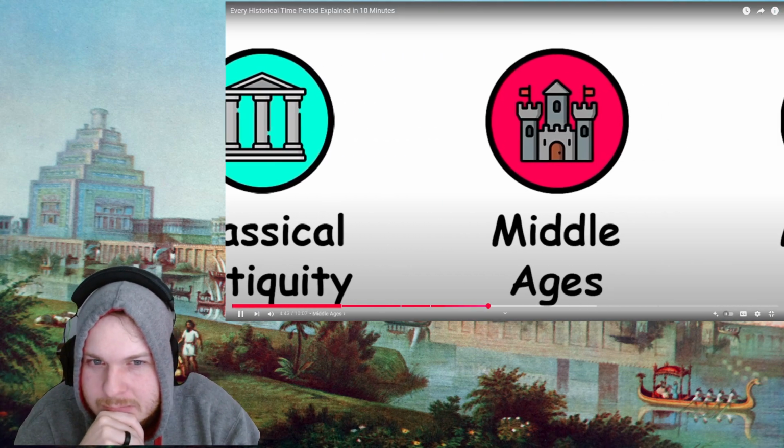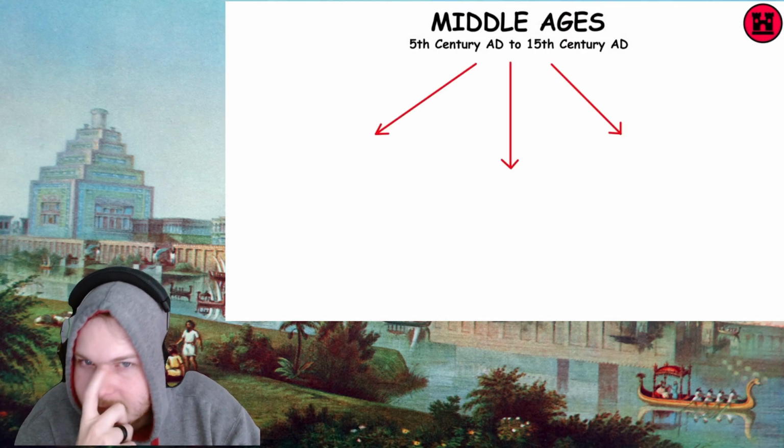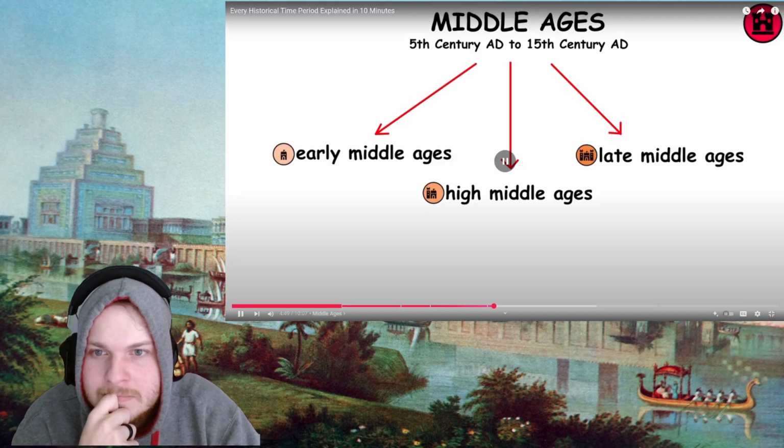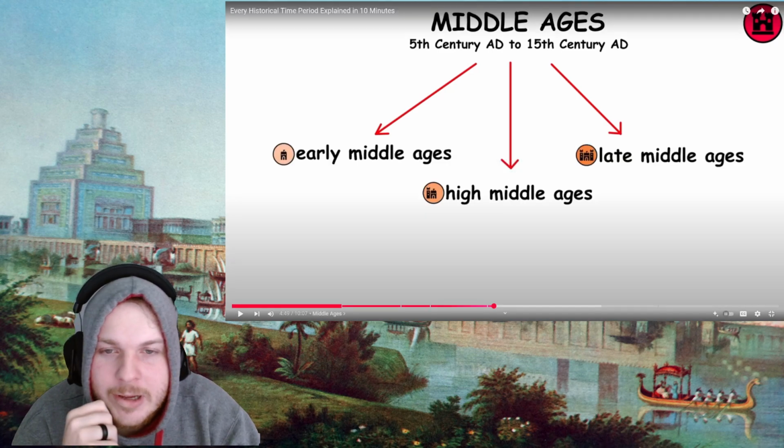Middle Ages. The Middle Ages are divided into 3 parts: the Early Middle Ages, the High Middle Ages, and the Late Middle Ages. Okay, I didn't know that.